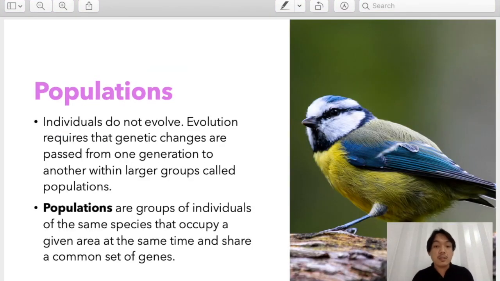So what are populations? Individuals do not evolve. Evolution requires that genetic changes are passed on from one generation to the next within larger groups. Evolution does not happen between species or between individuals; it must occur in a larger sense. Populations, as I said, are groups of individuals of the same species that occupy a given area at the same time and share a common set of genes. So, say a population of cockatoo, or a population of Philippine wild pig, etc.